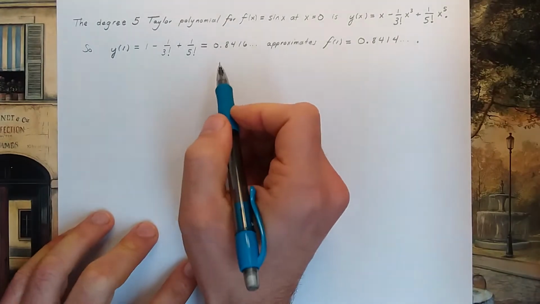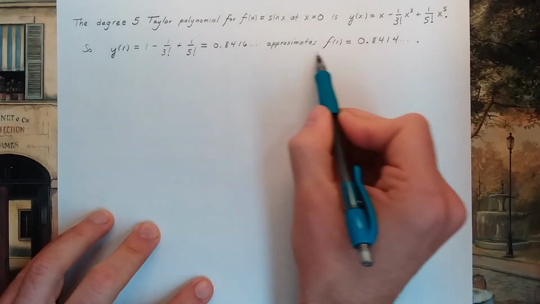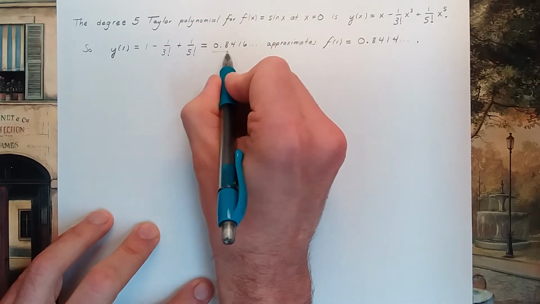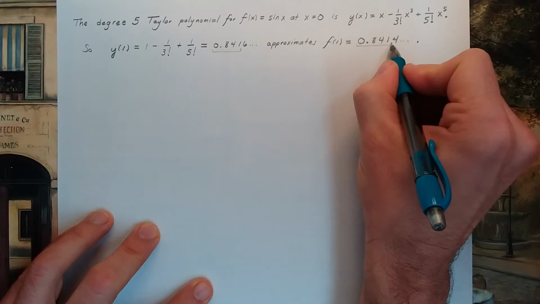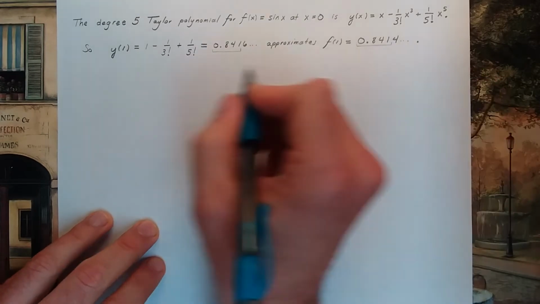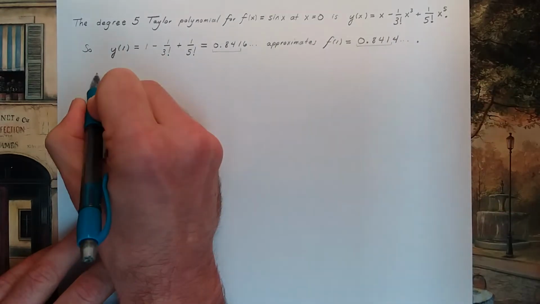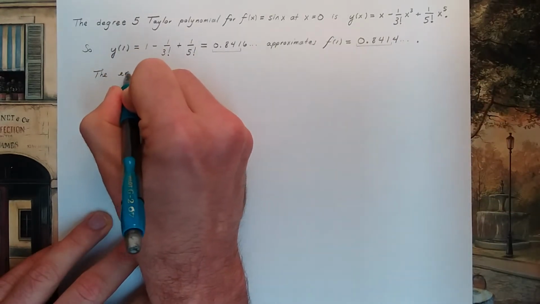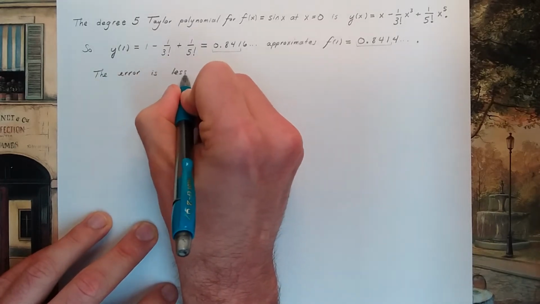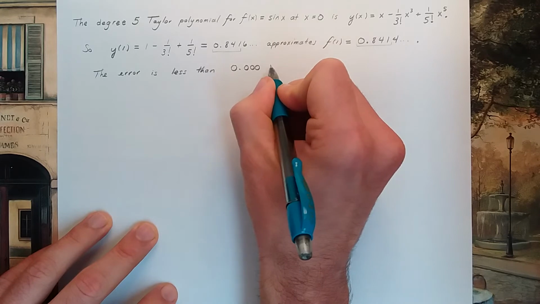So you could see, indeed, in this case, plugging in 1 to the Taylor polynomial gives me a value that's pretty darn close to the actual value of plugging in 1 to the function. In fact, these two numbers agree up until the third decimal place, and then they start to be different. So if you take this number and subtract this number, you'll find the error. The error in using this approximation is less than 0.0002.